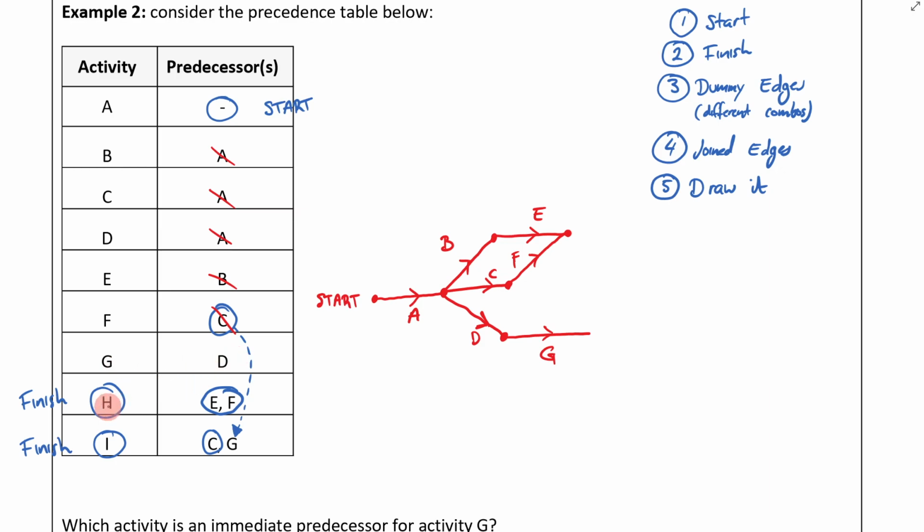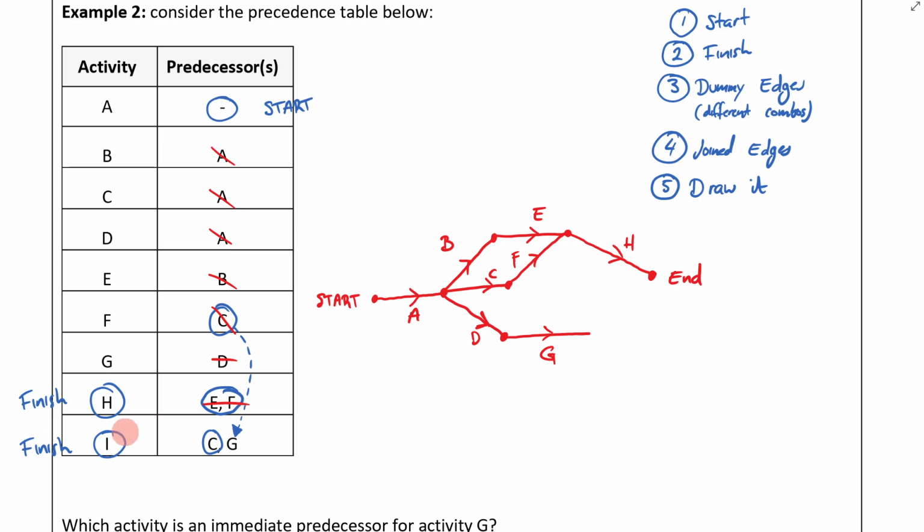Next, I have H. Now, H is a finish point, and it's emerging from E and F. So here's E and F. So I'm going to draw H, and it's going to come to my end vertex. And I know that because H is never a predecessor. So that's that done. Okay, I now come to I.